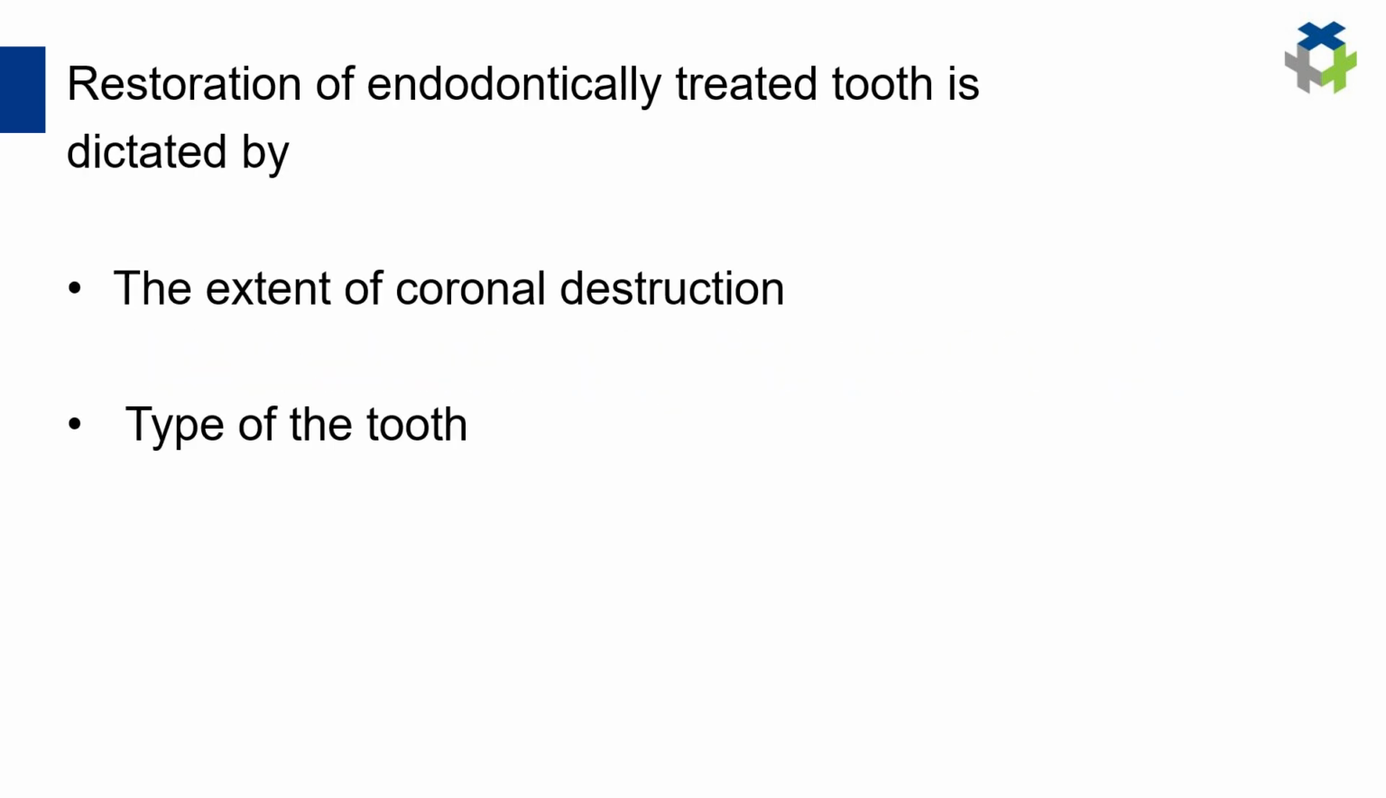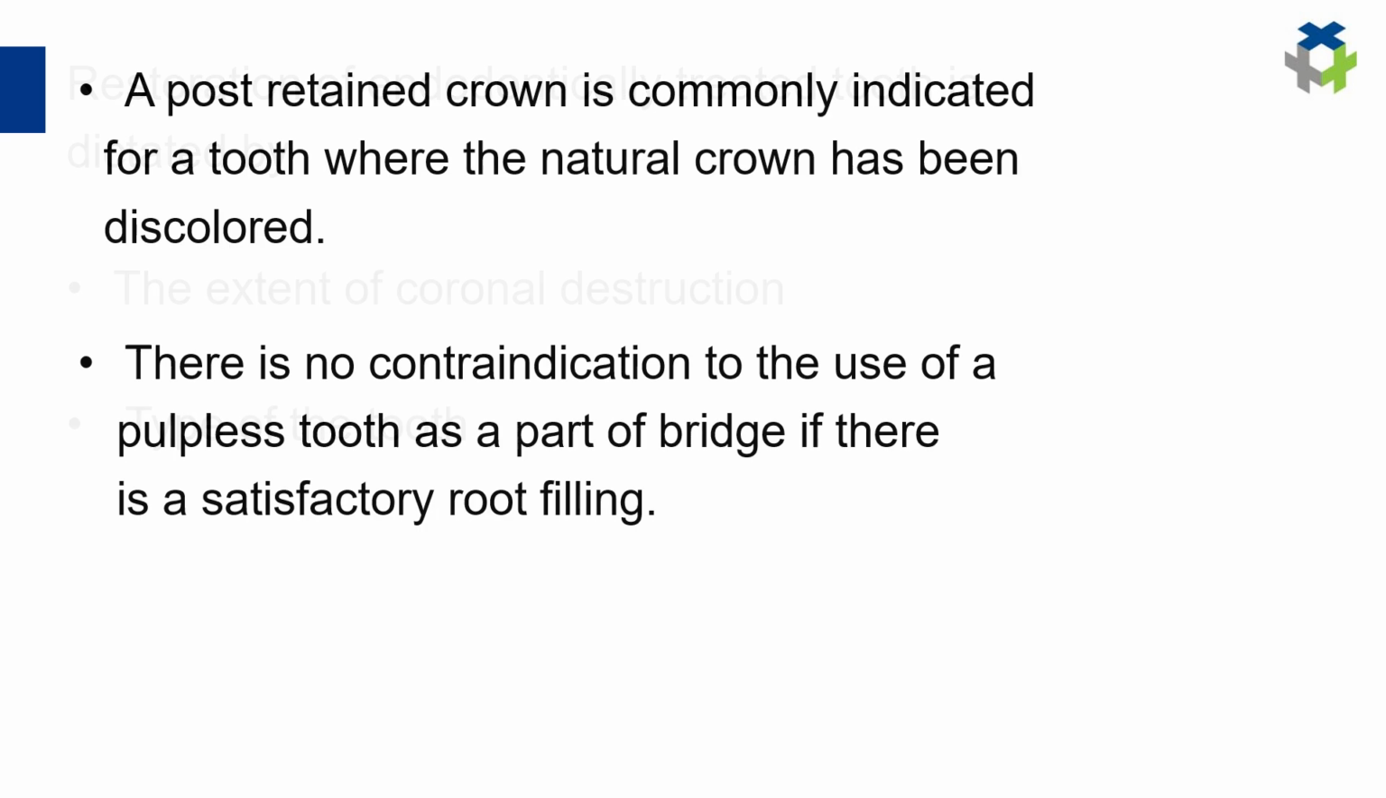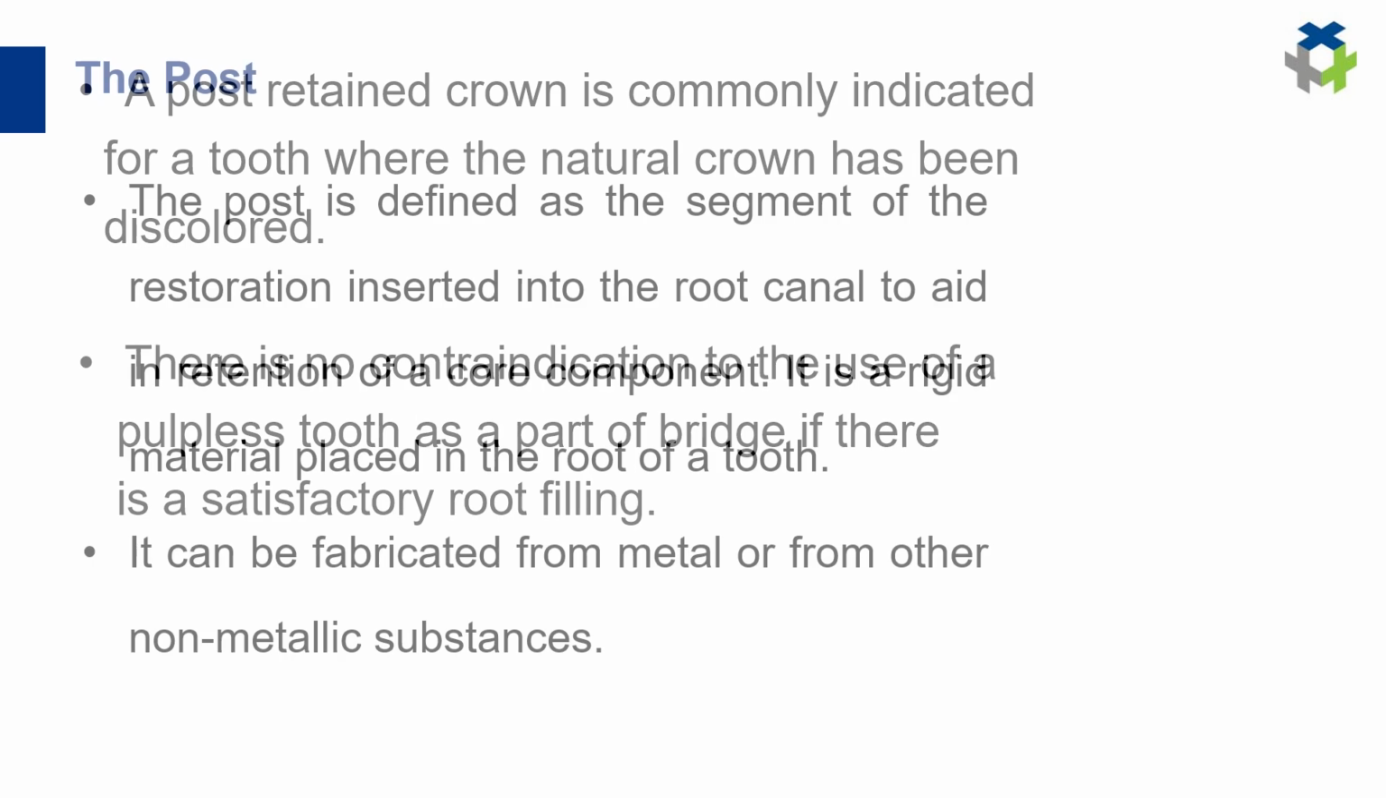So restoration of endodontically treated teeth is dictated by the extent and the type of tooth. So here, post retained crown is commonly used. So we call this a post and core restoration. So there is no contraindication to use of a pulpless tooth as a part of a bridge. For example, you can also use that as an abutment for fixed partial dentures.